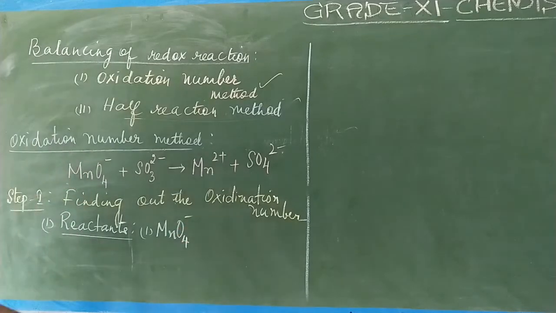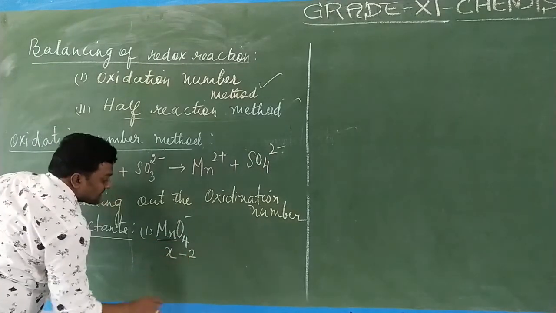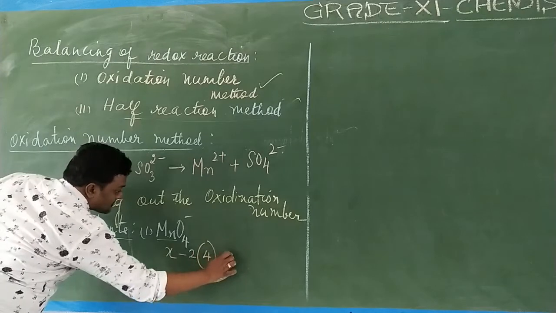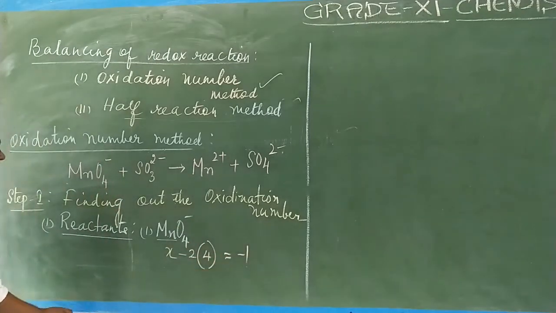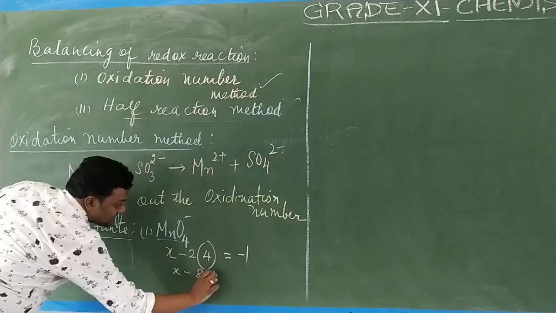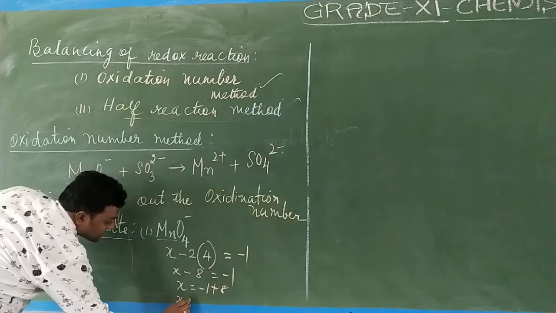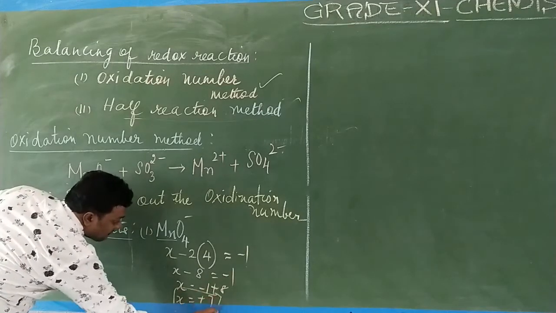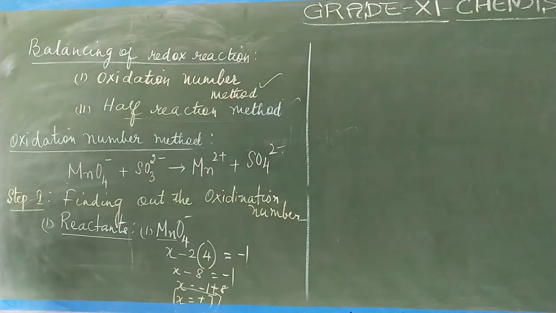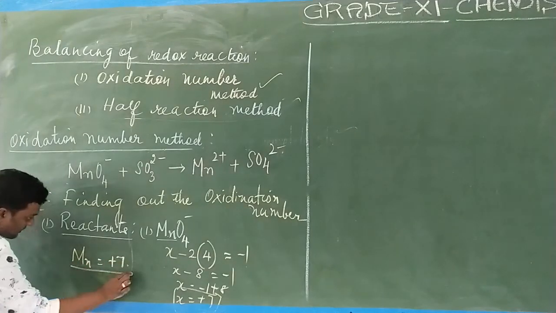MnO4 minus. Mn is the central metal atom, so we have to find out the oxidation state for Mn, isn't it? So we take it as X. Oxygen's oxidation state is -2, in the previous class I told you, into 4 times, will be equal to -1, the charge. So X - 8 is equal to -1. So X will be equal to -1 plus 8. Therefore X is equal to +7. So +7 will be the charge of the manganese, which we got for the first reactant.